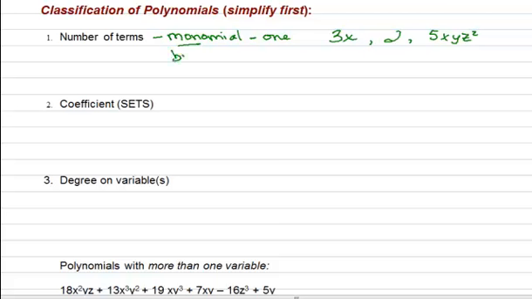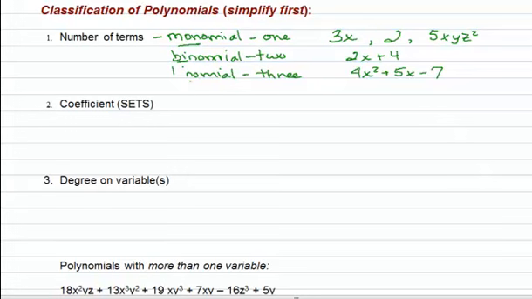The next one is a binomial. And a binomial, of course, has two terms. Again, this is telling us the 2. And this would be something like 2x plus 4. So 2x is a term, 4 is a term. So there's our binomial. The next one is the trinomial, which is, of course, 3 terms. So we would be looking at 4x squared plus 5x minus 7 as a good example of a trinomial, and of course, tri, meaning the 3.